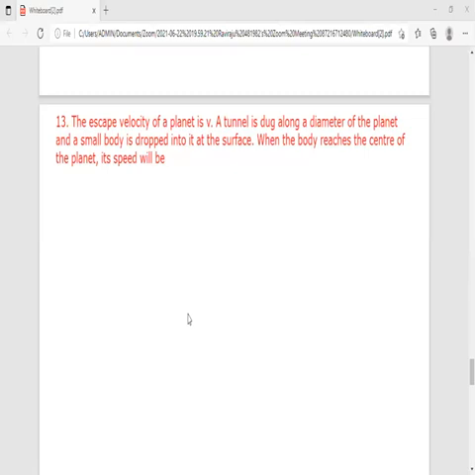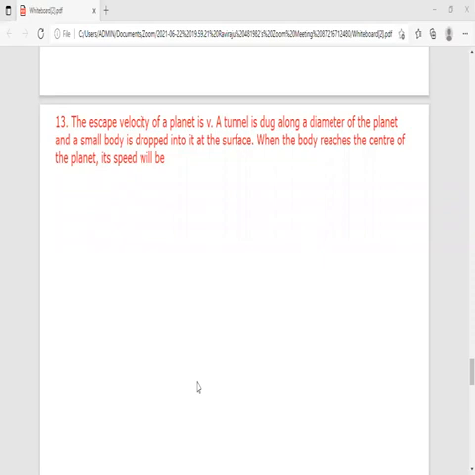The escape velocity of a planet is v. A tunnel is dug along the diameter of the planet, and a small body is dropped into it at the surface. When the body reaches the center of the planet, its speed will be?